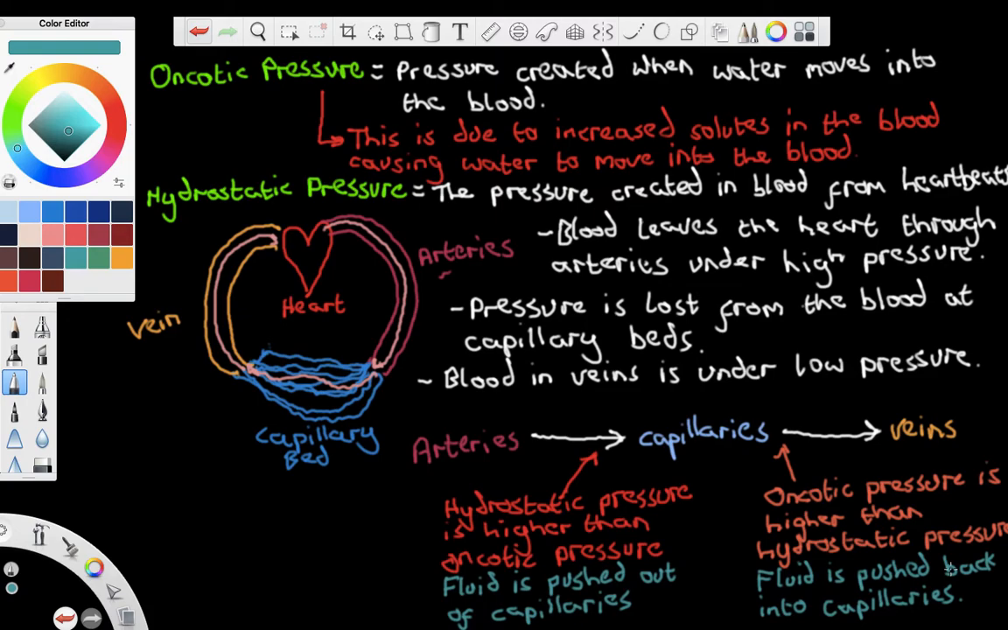So oncotic pressure is the pressure created when water moves into the blood. This is due to an increased amount of solutes in the blood. Hydrostatic pressure is the pressure created in the blood from a heartbeat. Every time the heart beats, blood is pushed out of the heart through the arteries under high hydrostatic pressure. The blood then reaches the capillary beds, where hydrostatic pressure, which would be on our diagram here, and on this one would be here. Hydrostatic pressure is higher than oncotic pressure, so fluid is pushed out of the capillaries. When we get to the vein end of the capillary, that's where we get this bit. Okay? Oncotic pressure is higher than hydrostatic pressure, and fluid is pushed back into the capillaries.